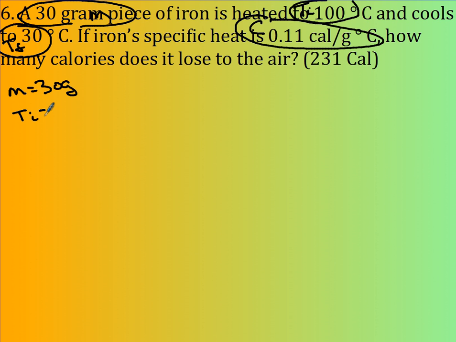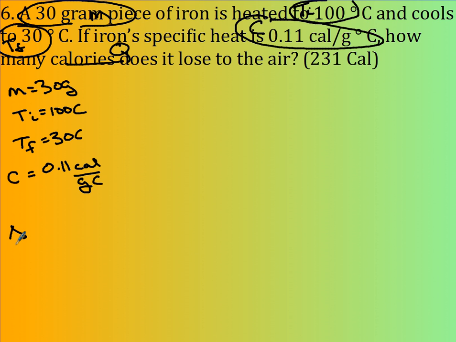T initial is 100 Celsius. T final is 30 Celsius. And the specific heat is 0.11 calories per gram Celsius. And I'm looking for how many calories. So how many calories is Q?